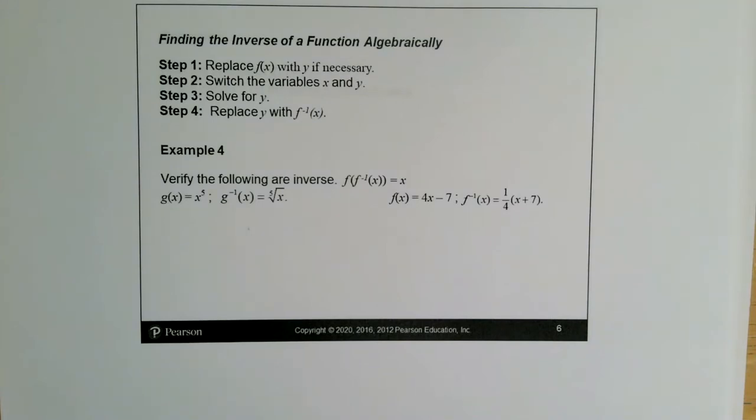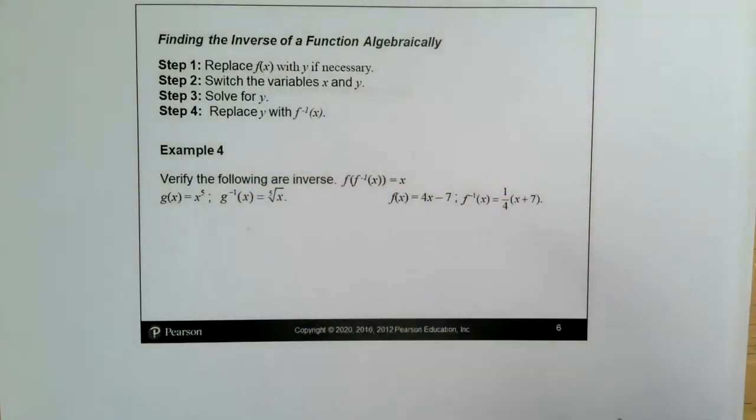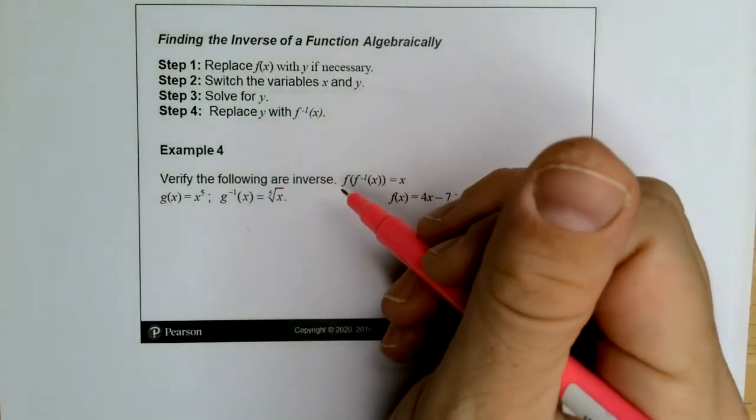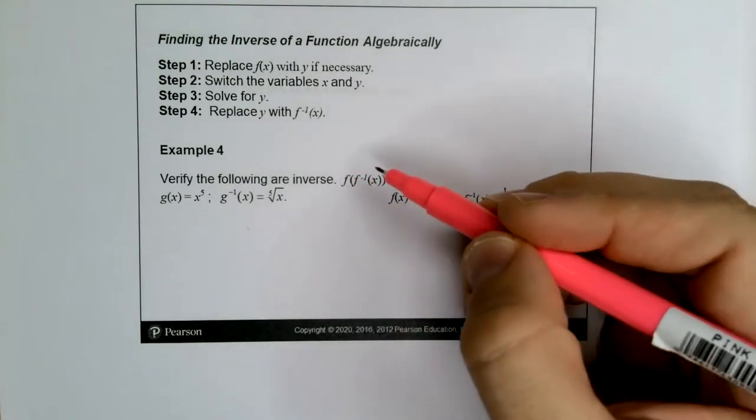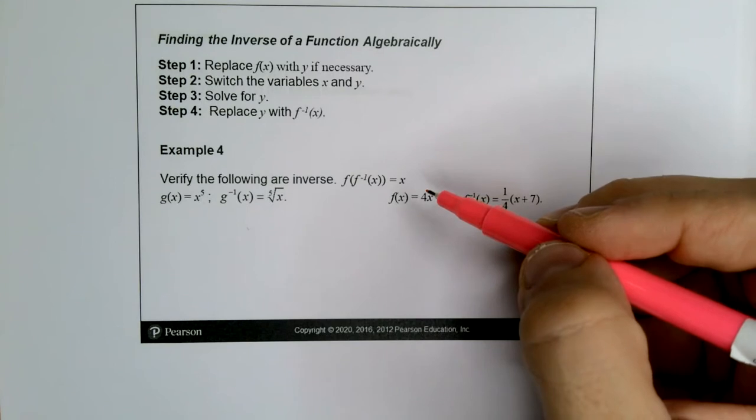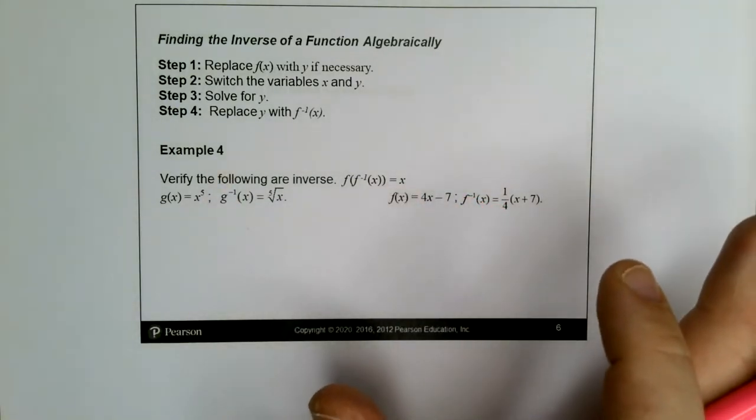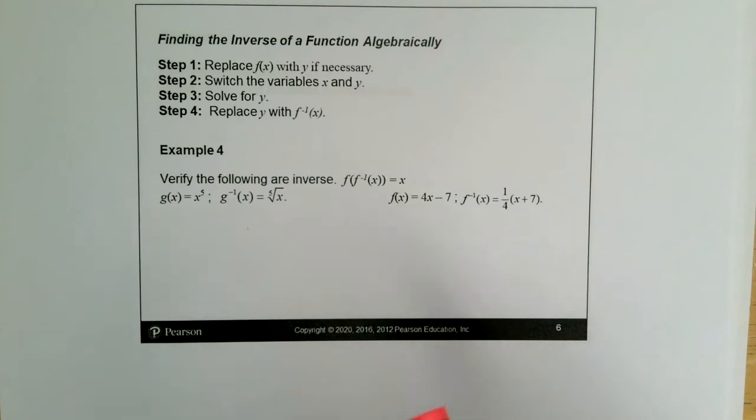So finding the inverse of a function algebraically. I know how to prove that two functions are inverses, right? But how do we find the inverse of a function? Good. So verify the following are inverses. We verify by taking the composition of the two functions and seeing what you're left with. If you are left with only an x, or a variable, any letter, it proves mathematically that they are inverses of one another, right?